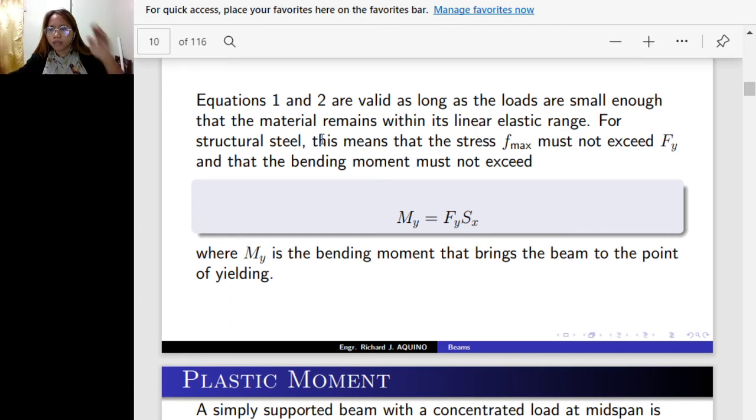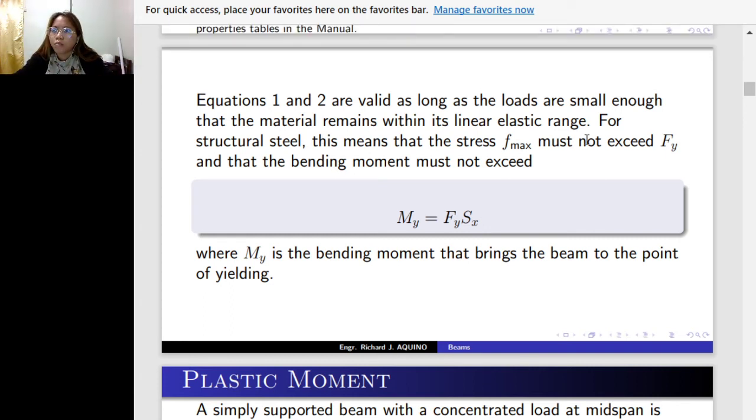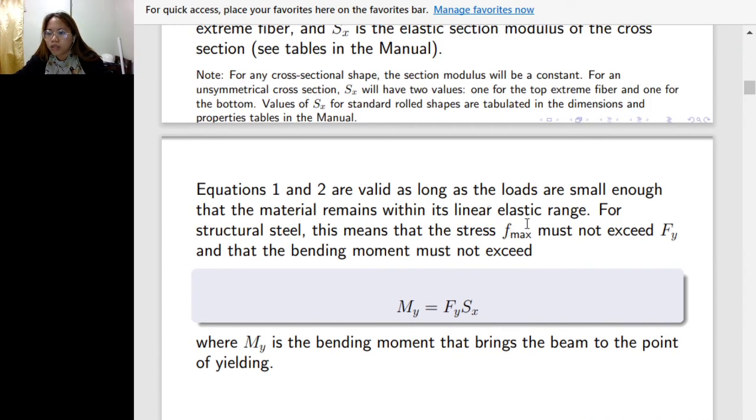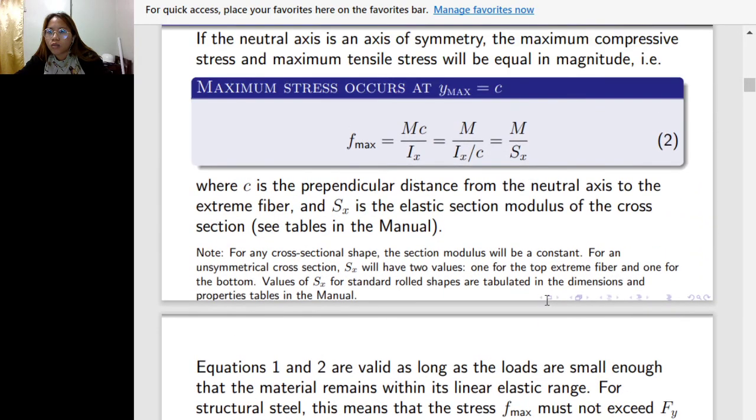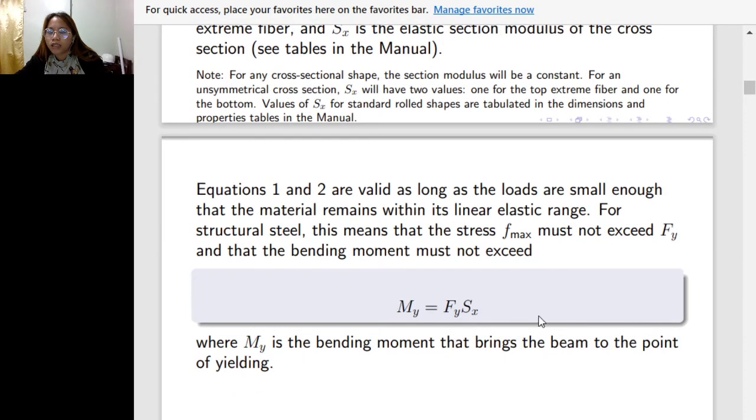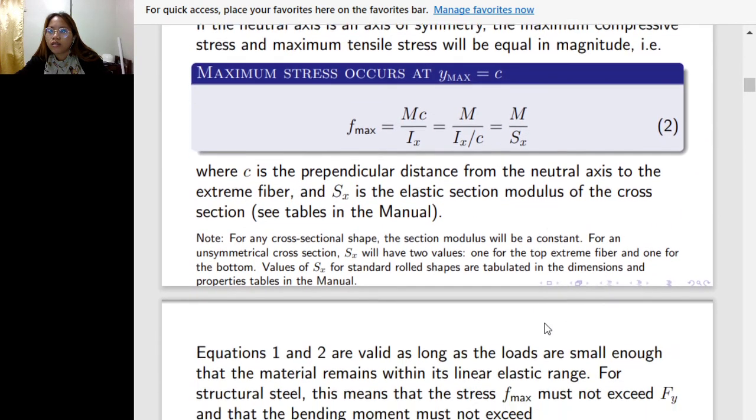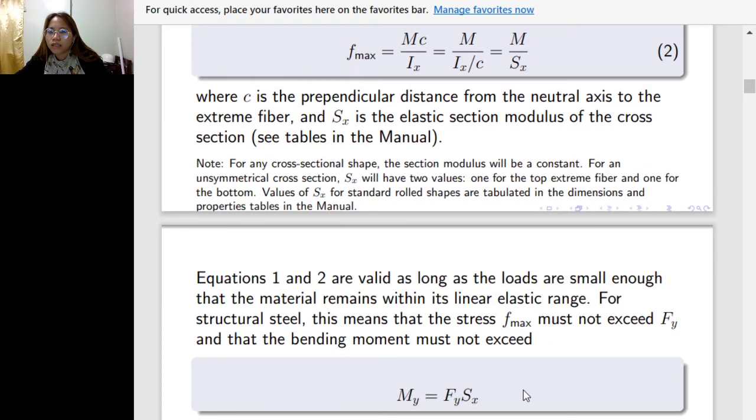For structural steel, this means that the maximum bending stress must not exceed the yielding stress, and that the bending moment must not exceed. So since within the elastic range man siya, so dapat your maximum bending stress dili siya molapas og yielding stress of your steel, no. So the bending moment is equal to the yield stress times the elastic section modulus or S, di ba?